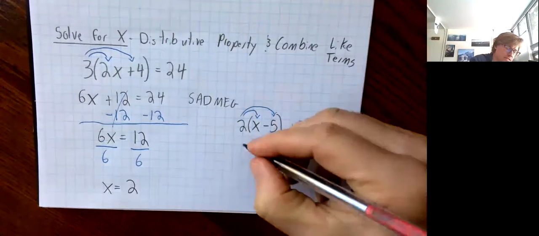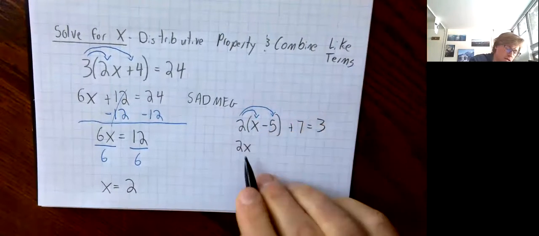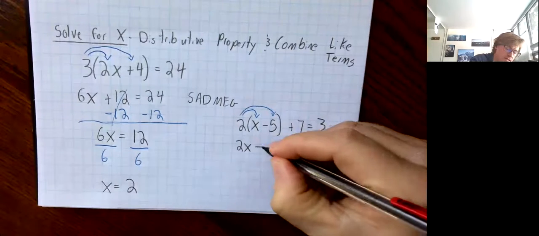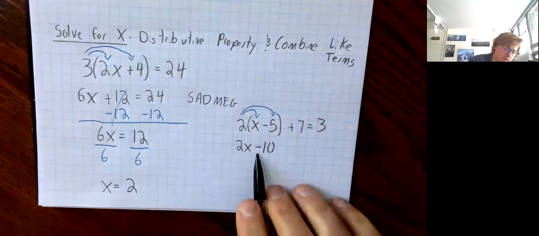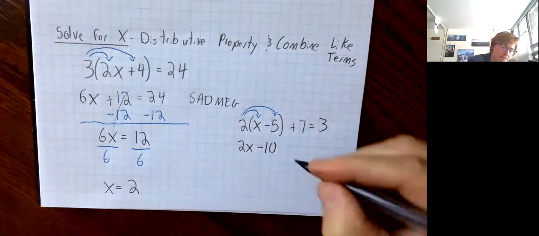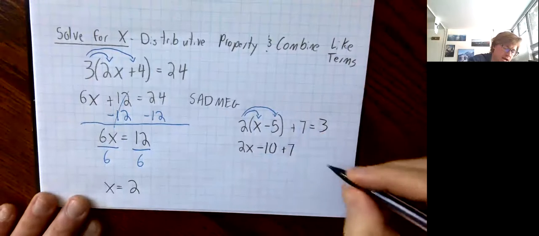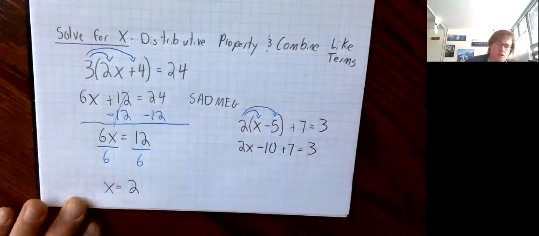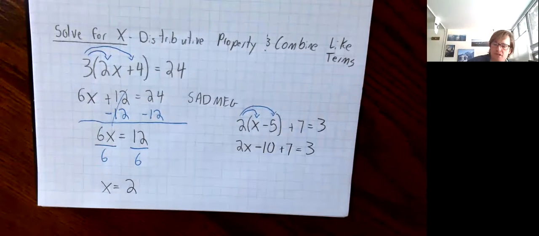2 times x is 2x. 2 times negative 5 is negative 10. So I'm going to do minus 10. And then the 7 is just going to drop down, as is the equal sign and the 3. At this point, I'm going to combine like terms. After I distribute, I combine like terms.